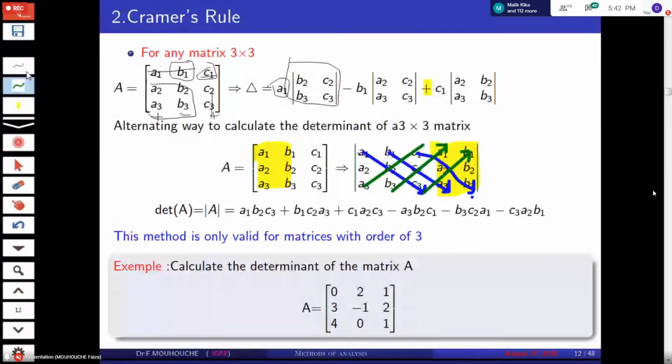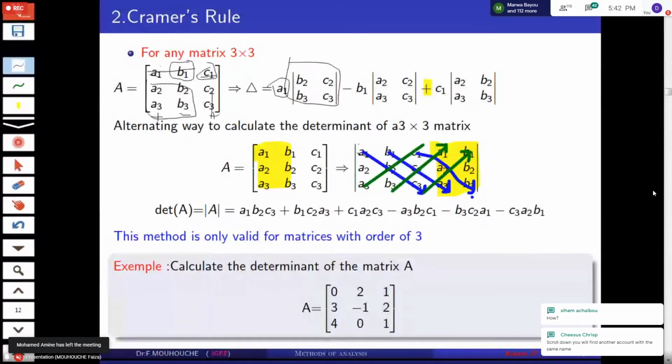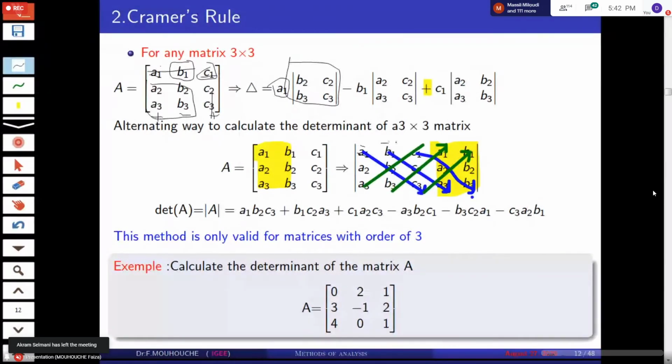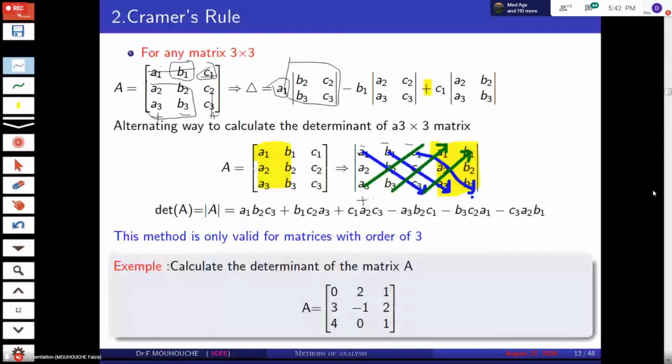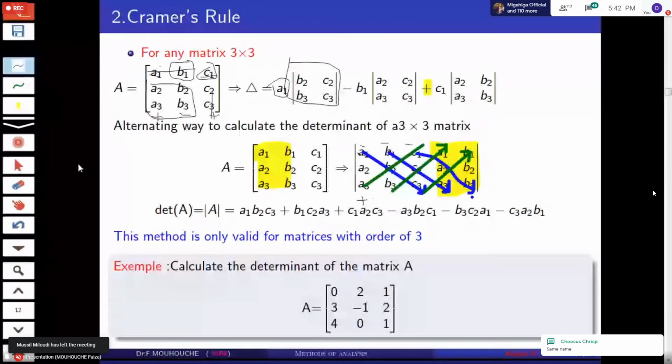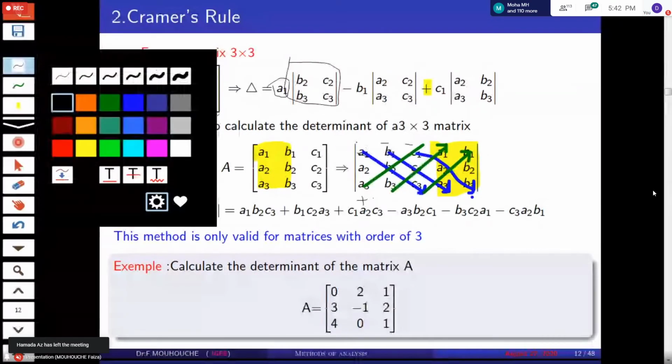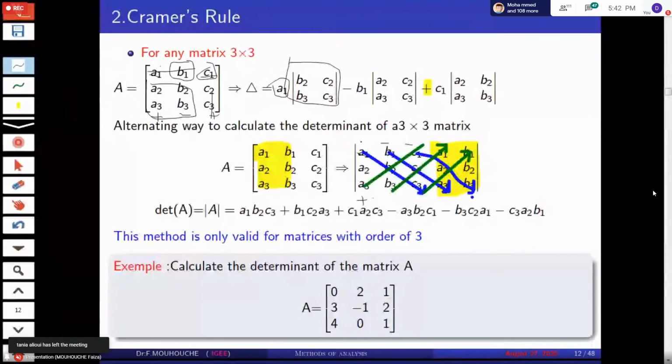Here for the blue color we have minus, and for the green color we have plus, and here we have minus.